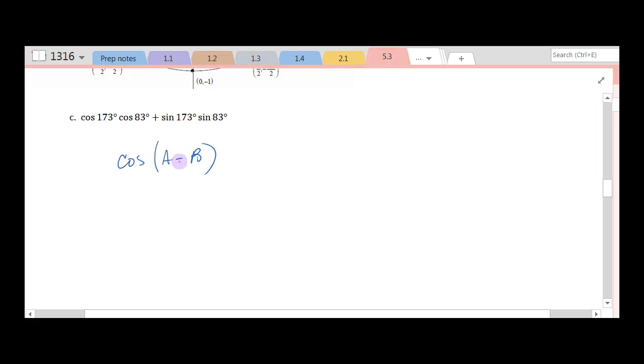where we have two angles separated by a subtraction sign, and I can rewrite this by saying, because I have two angles that are the same here, 173 minus the second angle, which is 83. So 173 minus 83 is just 90. So I'm looking at the cosine of 90 degrees, which is just 0. So in this particular example, we went backwards. We started with the expanded form of the sum or difference identity, rewrote it as the difference of my two angles, and simplified it using that.